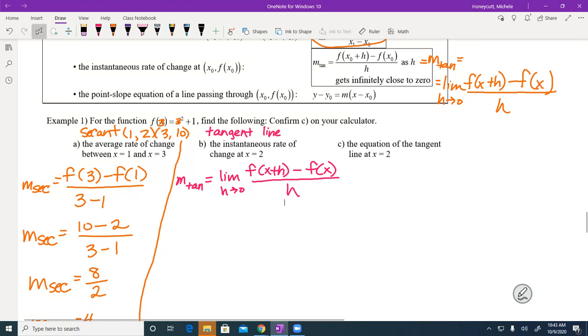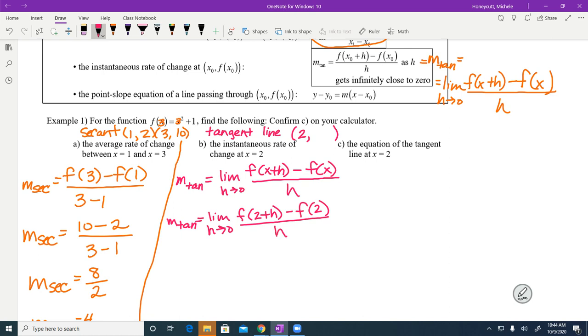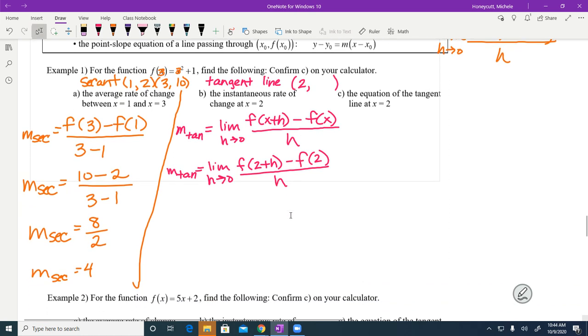Now it says that the x value is 2. So that means I'm finding the tangent line at 2 comma some y value. So whenever I have f of x plus h, I'll be substituting in the 2 for the x's. So the slope of my tangent line equals the limit as h approaches 0 of f of 2 plus h minus f of 2, all over h. So then I'll need to find f of 2 plus h.